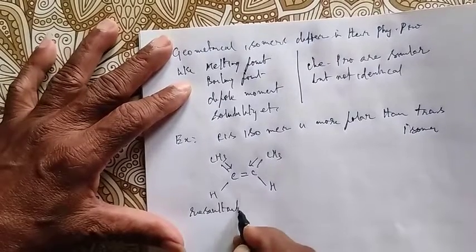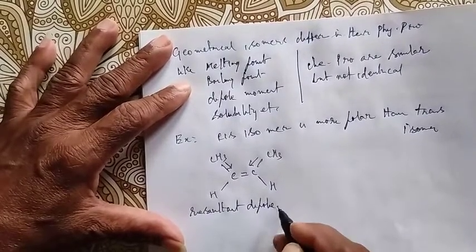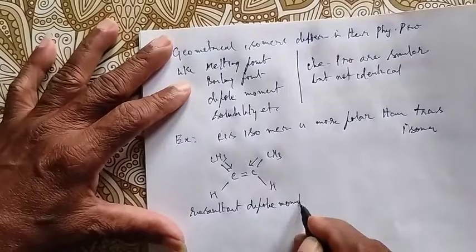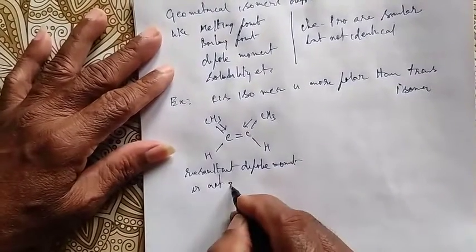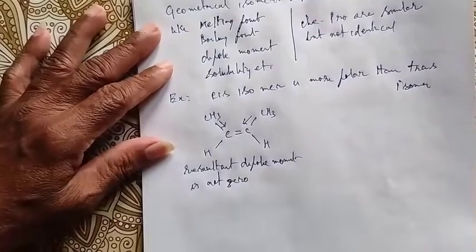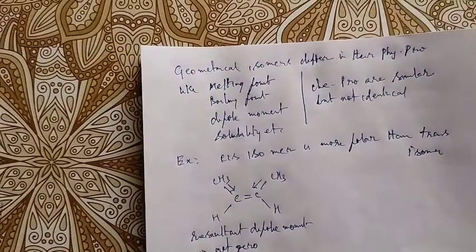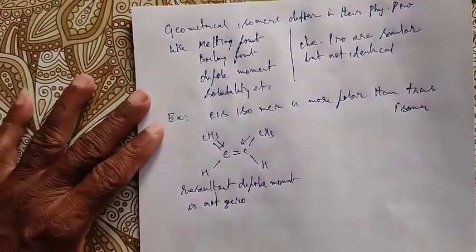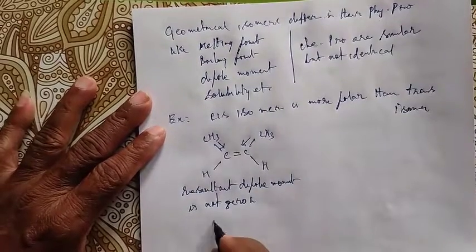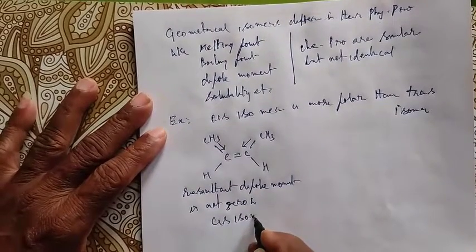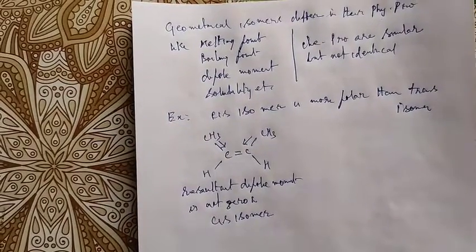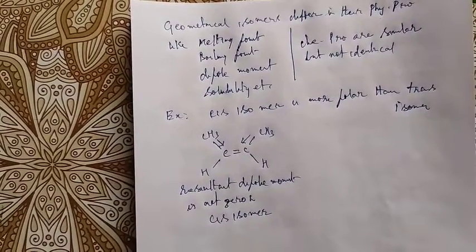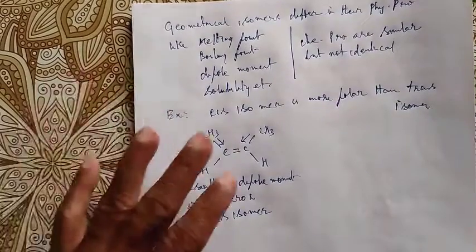Resultant dipole moment is not zero because they are not acting in different directions. In cis isomer, the resultant dipole moment is not zero because the dipoles do not act in different directions.